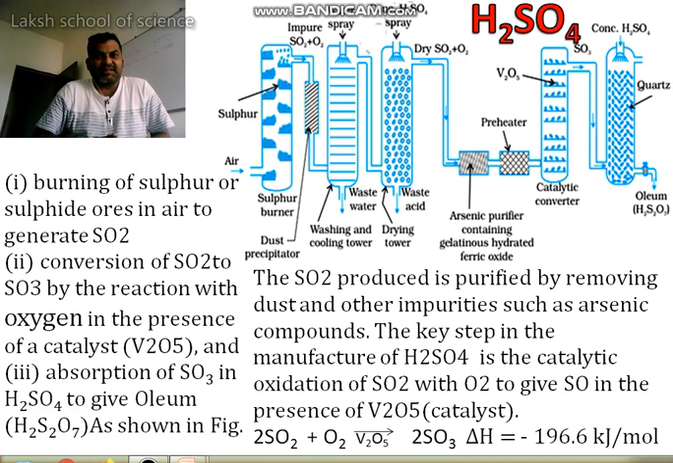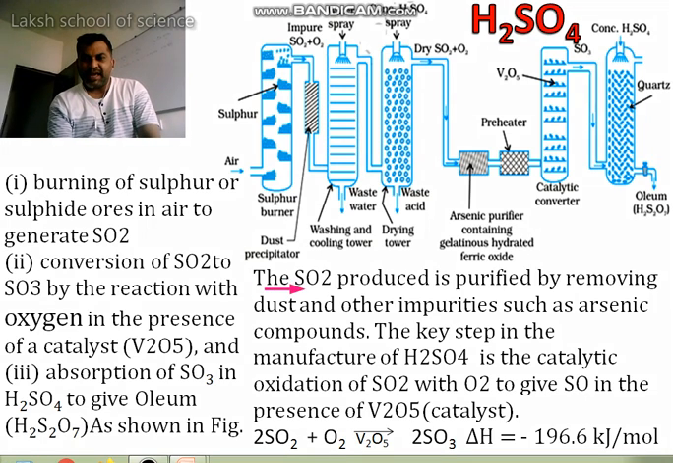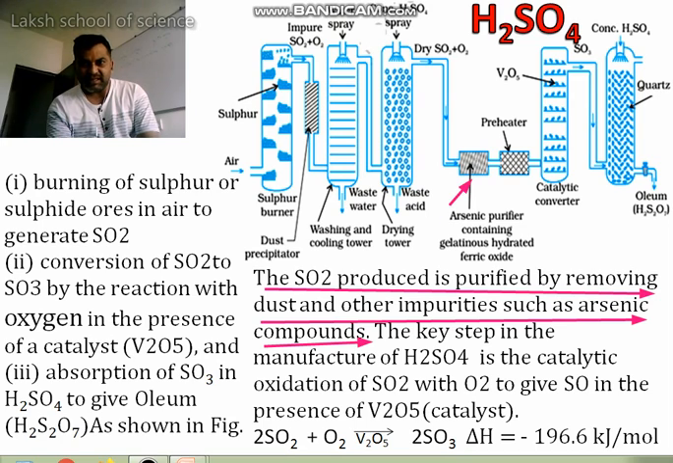So, after getting much knowledge about the diagram of the sulfuric acid, here we are going to talk about the reactions involved in the preparation of sulfuric acid. The SO2 produced is purified by removing dust and other impurities such as arsenic. The arsenic compounds can be absorbed out, as we have talked about in the flow chart.